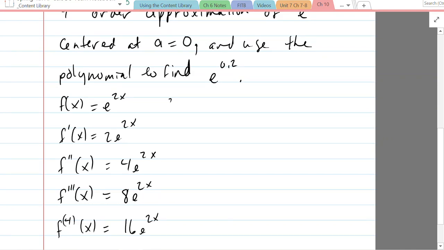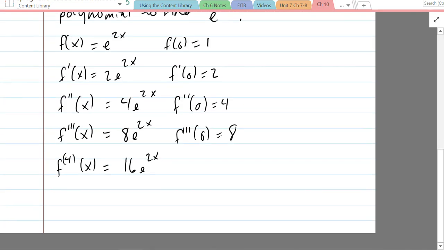So we need f of 0. Well, that equals 1 because anything to the 0 power is 1. And f prime of 0 is going to equal 2 because e to the 0 is 1. And f double prime of 0 is equal to 4. And the third derivative at 0 is 8. And then the fourth derivative at 0 equals 16.